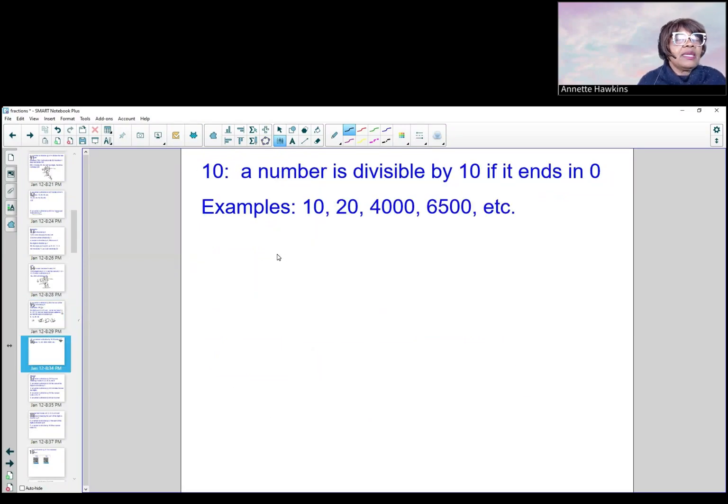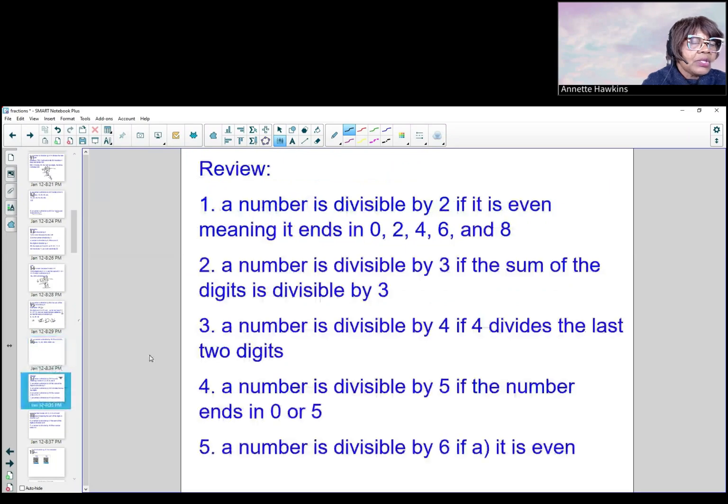All right, 10. A number is divisible by 10 if it ends in 0. This is an old standard. We know this. So let's review. A number is divisible by 2 if it is even, meaning it ends in 0, 2, 4, 6, 8. A number is divisible by 3 if the sum of the digits is divisible by 3. A number is divisible by 4 if 4 divides the last 2 digits. A number is divisible by 5 if the number ends in 0 or 5. A number is divisible by 6 if it is even and if 3 divides it.